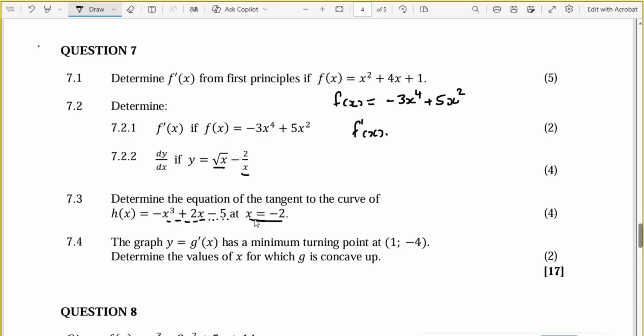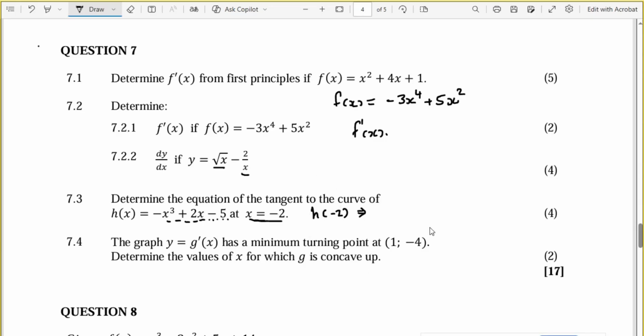You understand? Yes, sir. So this tells us that if we can find h at minus 2, we can find the corresponding y value. When you have the corresponding y value, we're going to know where it touches the graph, at which point, because already we have the x, and then we can find h at minus 2 to know where this touches the graph, the point of contact. Then after finding the point of contact, I'll explain why we need the point of contact.